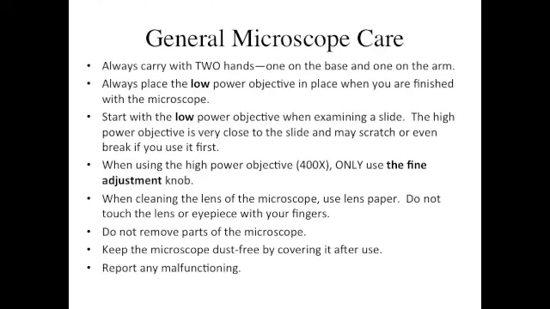So here's just a review of some general microscope care. Always carry with two hands, one on the base and one on the arm. Always place the low power objective, so for us, I think it's a 4, when you're finished with the microscope. You also want to always start with that low power objective when examining the slide, because the high power objective is really close to the slide, and it might even scratch or break your slide if you use that one first. When you're using a high power objective, something over 400x, only use the fine adjustment knob, not the coarse one, because if you use the coarse one, you're going to bring that slide up right into the lens, and it might break either the slide or the lens.